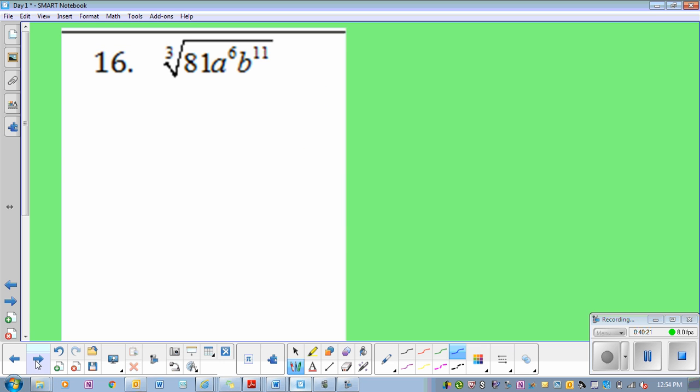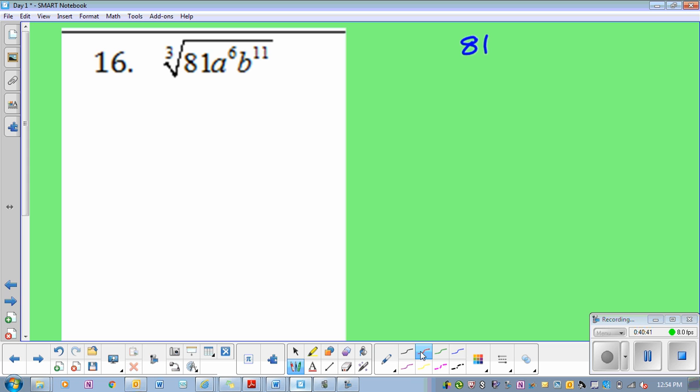All right, let's try the next one. So now we have a cube root. Remember, we're looking for groups of 3, okay? Cube root of 81. Is that a perfect cube? No.